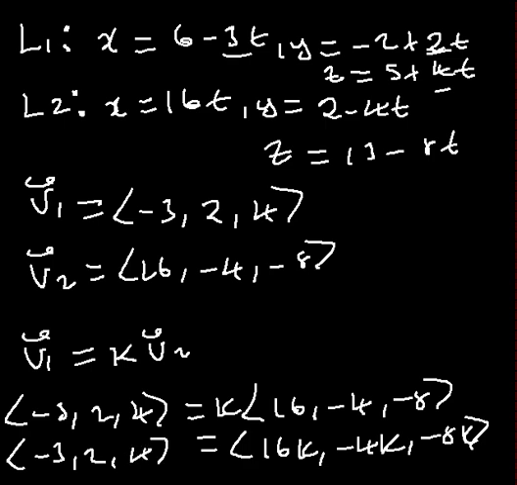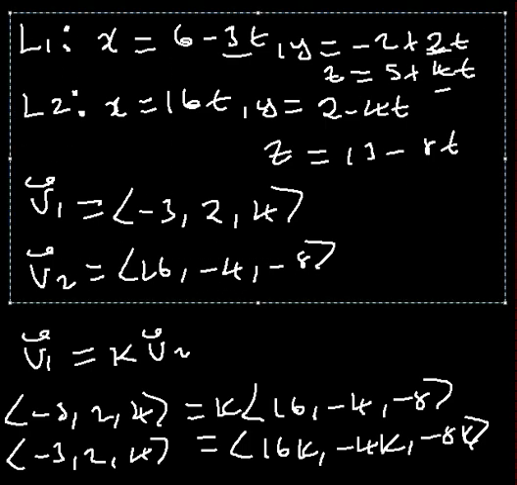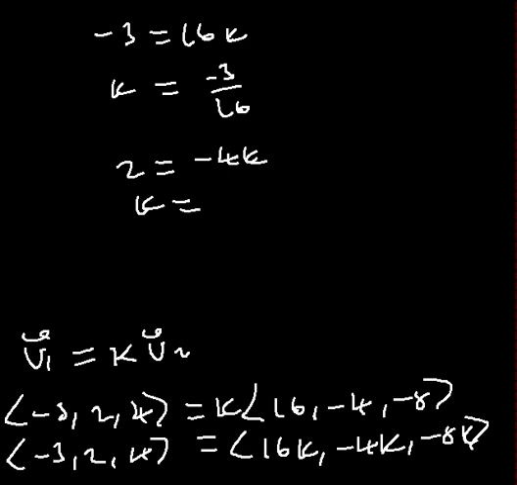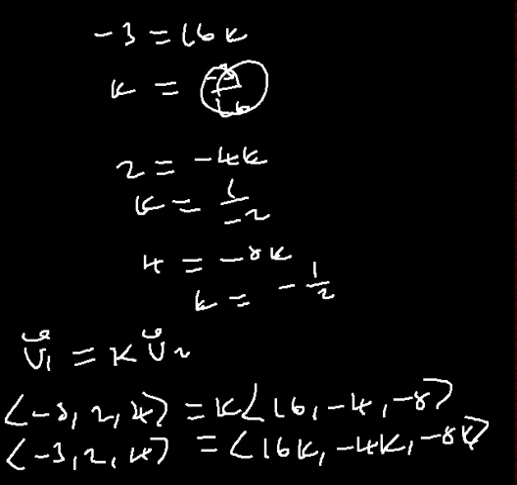Now we equate them componentwise. Starting with the x component, negative 3 is equal to 16k, and thus k is negative 3 over 16. For the y component, 2 is equal to negative 4k, and therefore k is 1 over negative 2. In the other case, 4 is equal to negative 8k, and therefore k is negative 1 over 2. Since these values of k are different, the vectors are not parallel, hence the lines are not parallel as well.